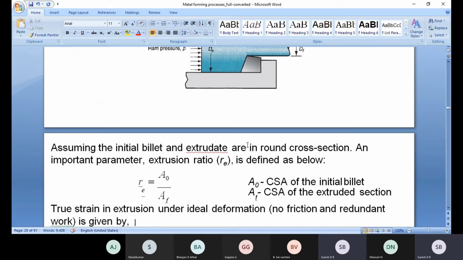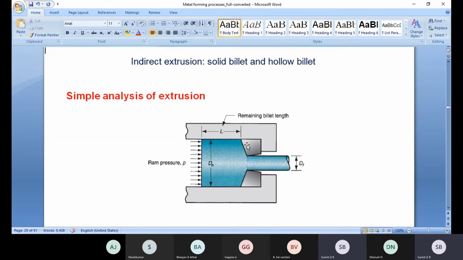Now, how do we define the extrusion ratio? The extrusion ratio is always denoted by R suffix E, or a smaller suffix e. It is defined as the ratio of the original cross-sectional area of the billet to the final cross-sectional area of the extruded component. Here, which one is the original cross-sectional area and which one is the final cross-sectional area of the extruded component?